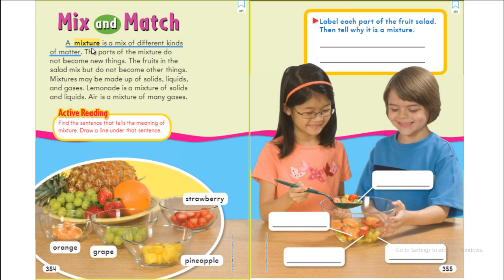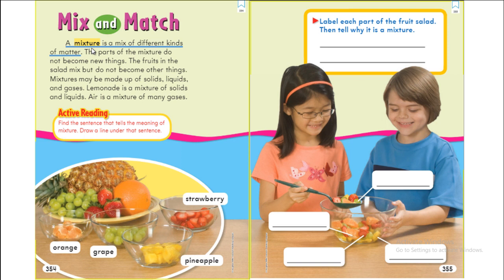What do you think lemonade is? The lemon juice that they make for us. They put lemon juice with water, and then they put sugar with it, and then they stir to mix it all together. So lemonade is also a mixture of solid and liquid. Air is a mixture of many gases.